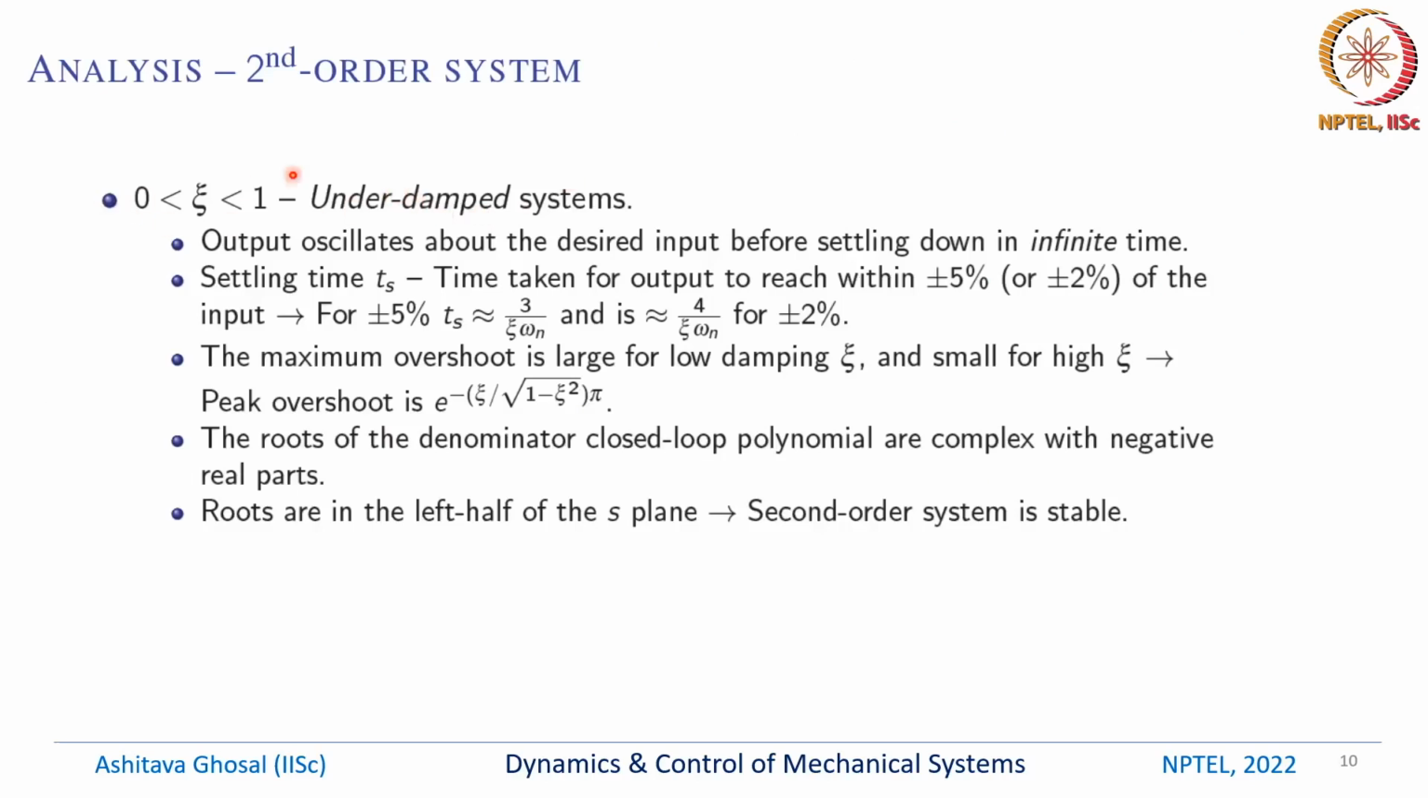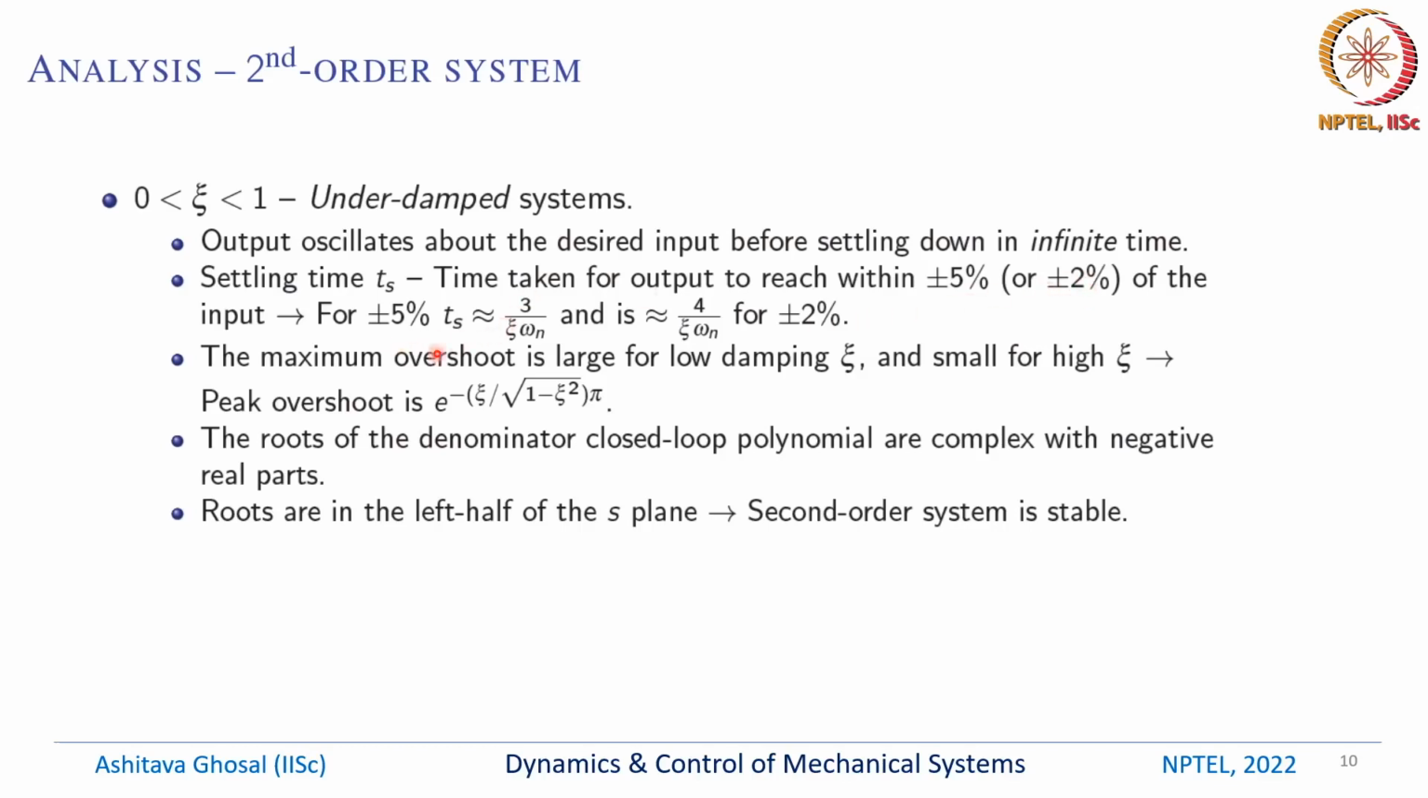So in summary, for an underdamped system, when psi, the damping coefficient, lies between 0 and 1, the output oscillates about the desired input, which is 1, before settling down in infinite time. It is important to realize that it will keep on oscillating, and only when t tends to infinity will it become 1, because this is like e to the power minus something into t. The settling time Ts is the time taken for the output to reach within plus minus 5% or plus minus 2% of the input.